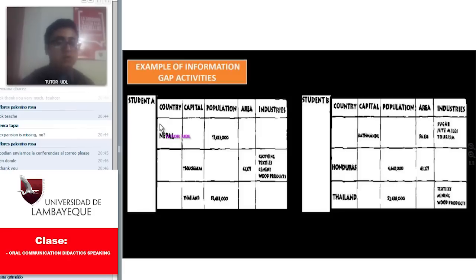So the only way here is not to see what the student has. What you have to do is to speak. You have to ask questions in order to complete the missing information. Right? So that's an example of information gap activities. Yes, do you understand how this technique works? Do you have any questions?